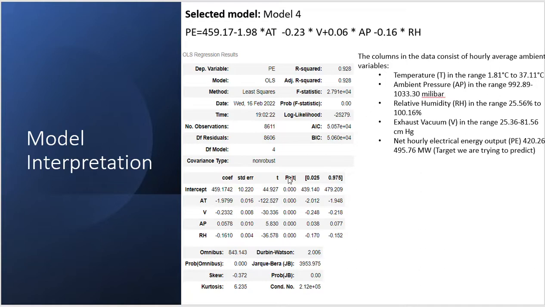If we look at the p-value of all these variables as well as the coefficient, they are all below 0.05. So all of these are statistically significant, as well as the model's F statistic, which is also 0, lower than 0.05, which says that the model itself is statistically significant in predicting our output. So which is why I think this is the right model to go with.